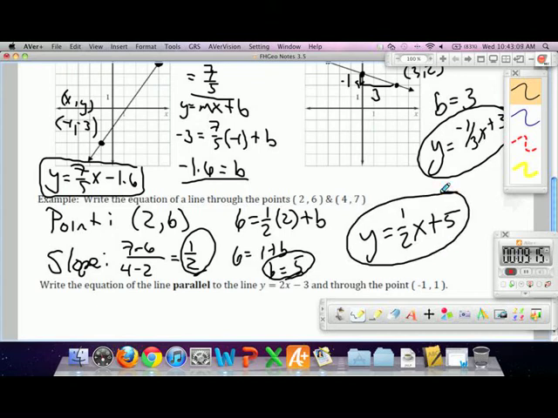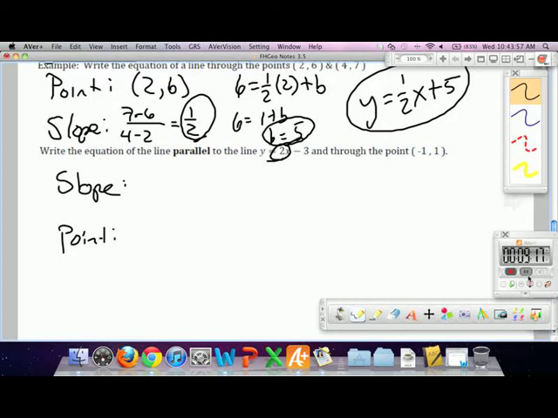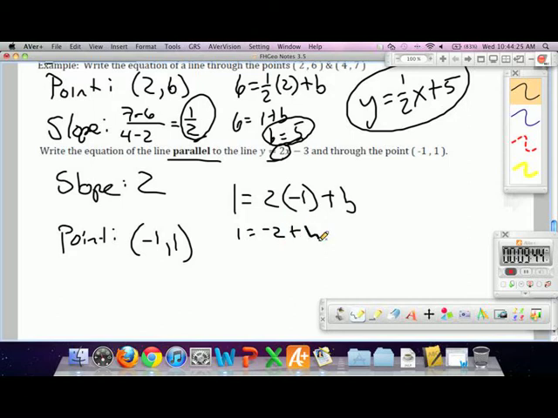Since this line has a slope of 2, then our line has a slope of 2 because they're parallel. What's a point on our line? -1, 1. Okay, you've got your slope and a point. Crank it out. 1 equals 2 times -1 plus b. y equals mx plus b. 1 equals -2 plus b. b equals 3. b is 3, slope is 2. y equals 2x plus 3.